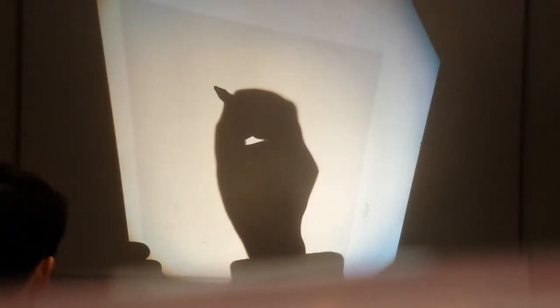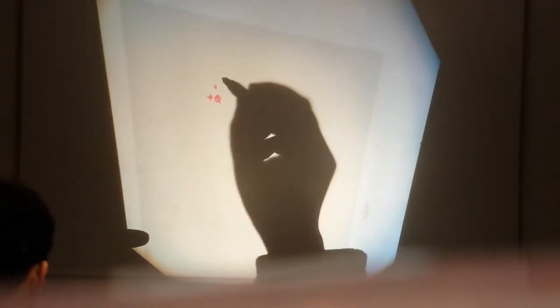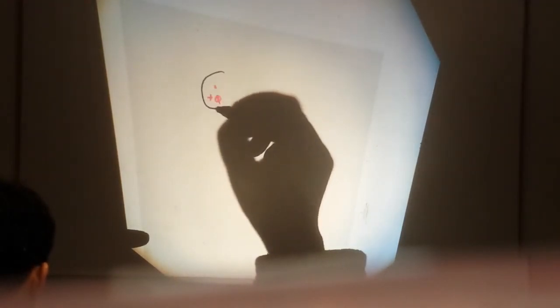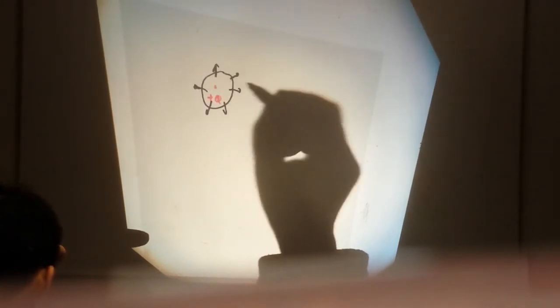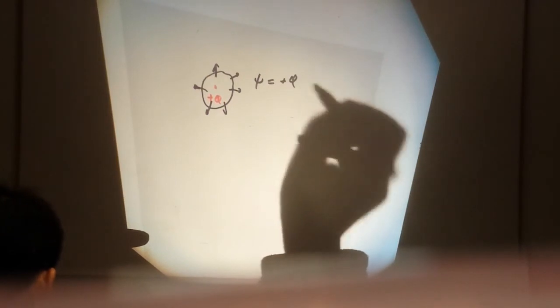This is a point charge, plus Q. If I draw a closed surface around it, for example a sphere, the amount of flux crossing the surface is phi, for plus Q. We say the flux is the same as the charge.